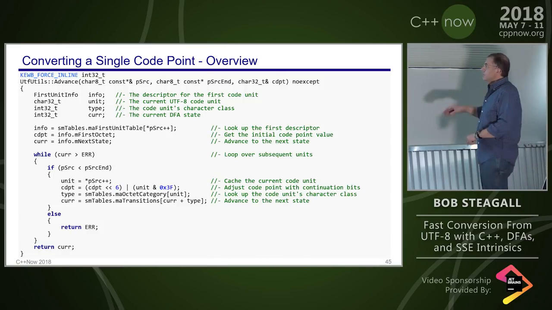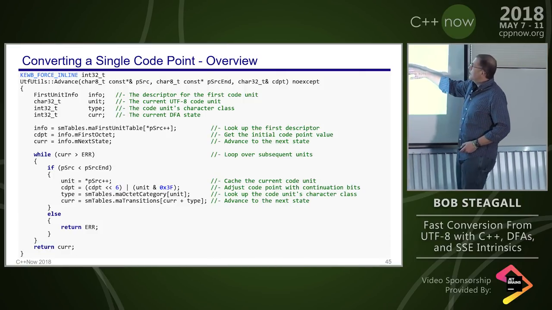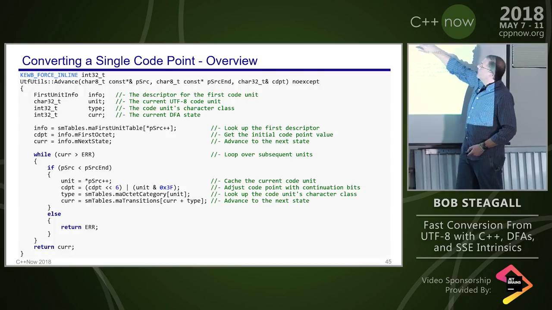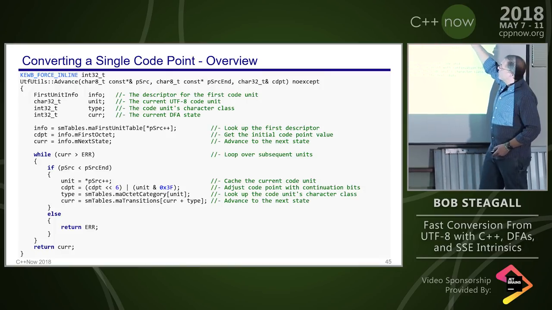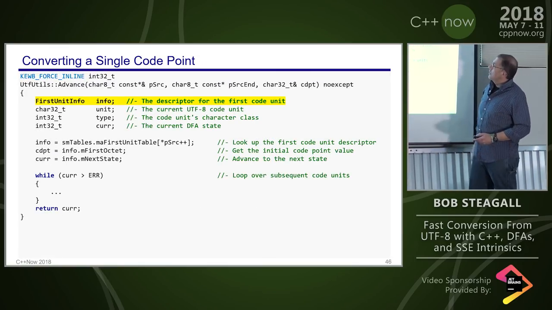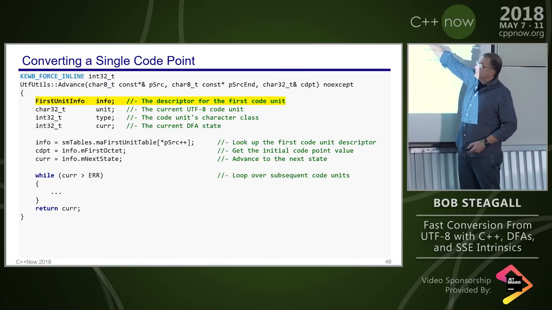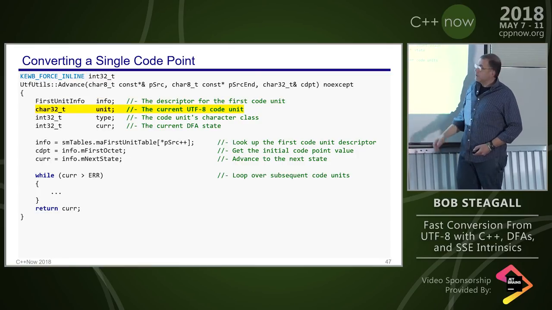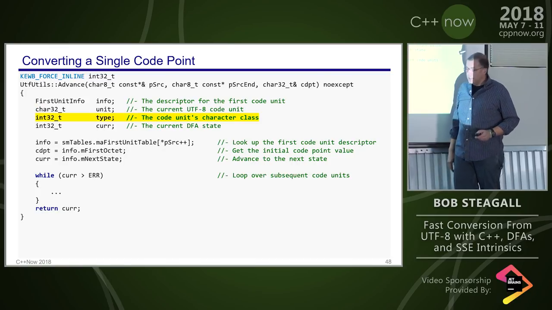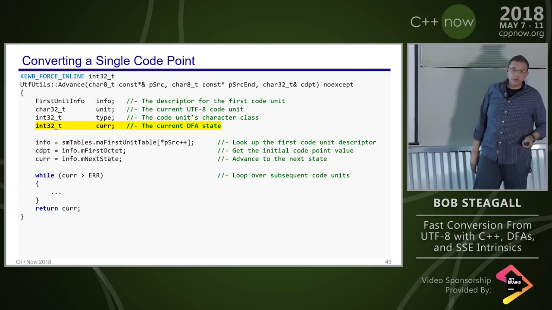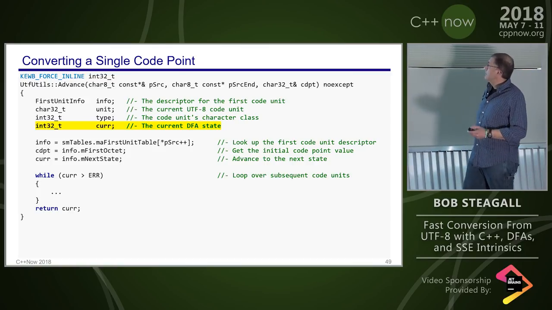So here's an overview. We're going to go through it in a little more detail. For purposes of exposition, we're going to declare some variables, we're going to handle the first character, and then we're going to loop over subsequent characters. So info represents the first character, unit represents the current UTF-8 code unit, type represents the character class for the current code unit, and cur represents the current DFA state.